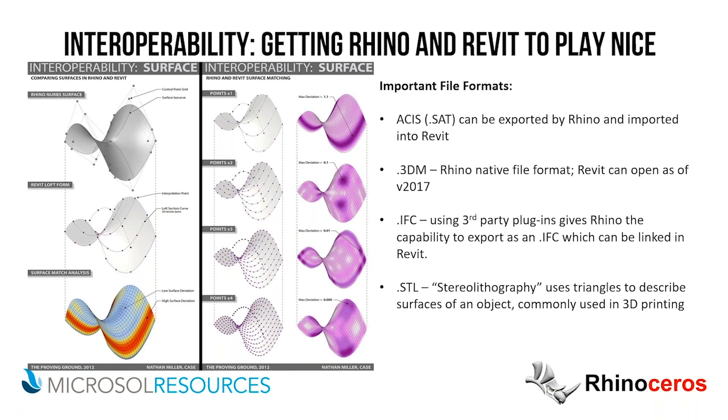And STL, which is one that you all might be familiar with, which is stereolithography. It uses triangles to describe the surfaces of an object. And it's the most common file format for 3D printing, though it does have its limitations. It is a very old file format, but it's a very well-known file format. So there are pros and cons to each one of those.